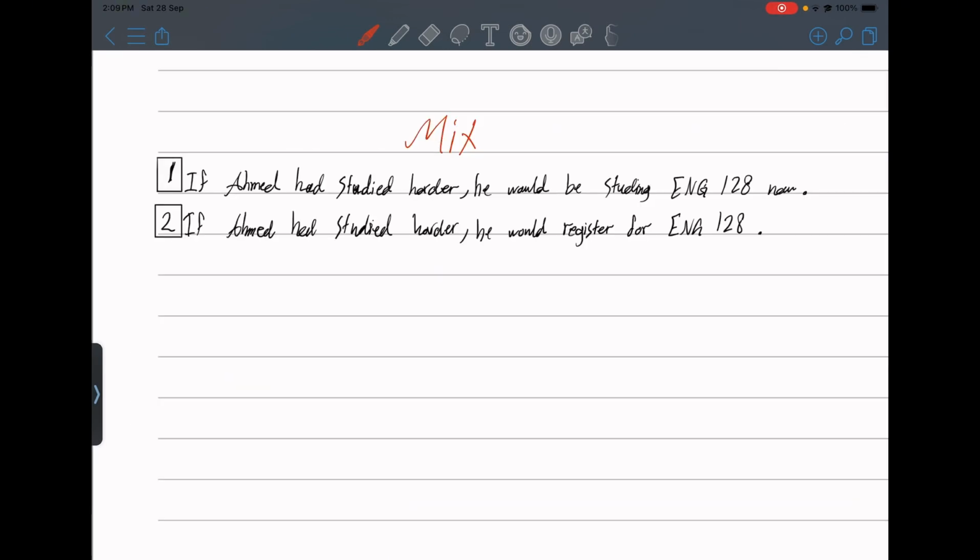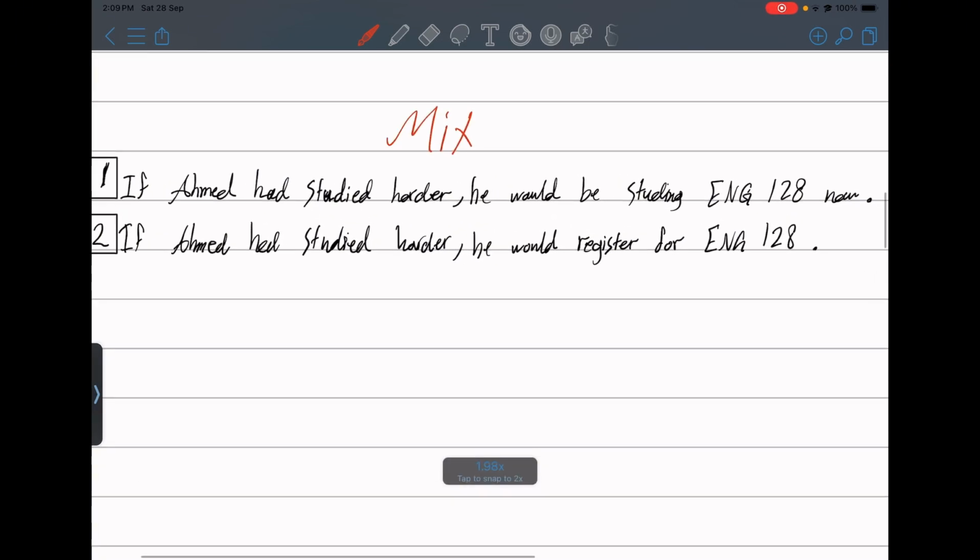So now we have the mixed conditionals, the present and present continuous. We have, if Ahmed had studied harder, he would be studying ENGL128 now. Did he study hard? No. So he is regretting now that he didn't study. So is he studying ENGL128 now? No, but he is regretting. So he didn't study hard, and it is in the past.